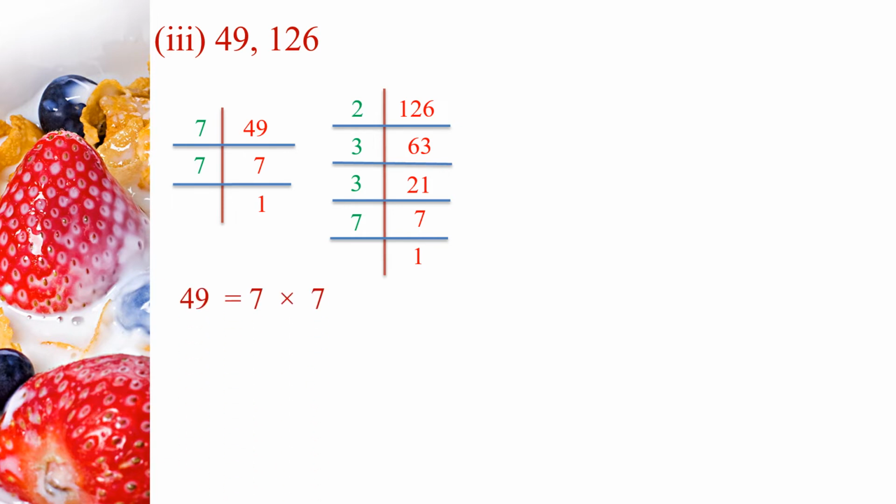Now write all the factors of 49, 7 multiplied with 7. Then write all the factors of 126. 2 multiplied with 3 multiplied with 3 multiplied with 7. Here the common factor is 7, so HCF equal to 7.